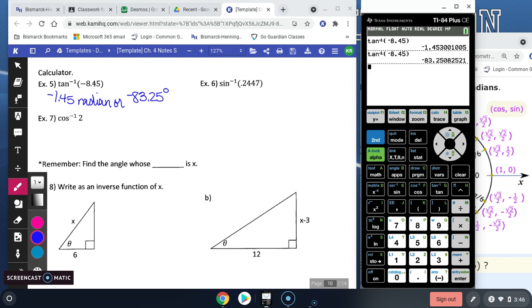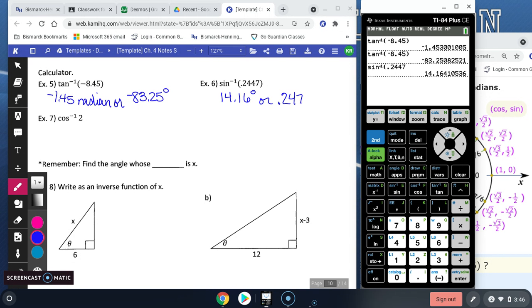All right, example 6, same thing. We can go inverse sine of 0.2447, and we get 14.16. Now again, we're in degrees, so give me a notation for degrees. If you do this in radians, then you will have 0.247. And if you just leave it 0.247, that tells me radians.